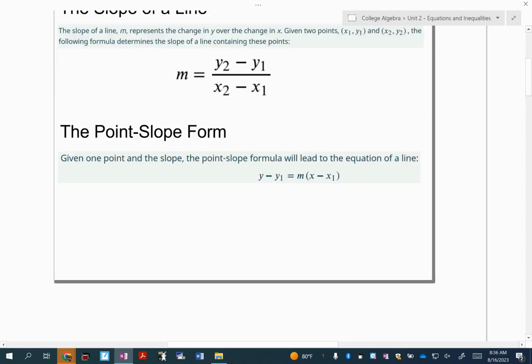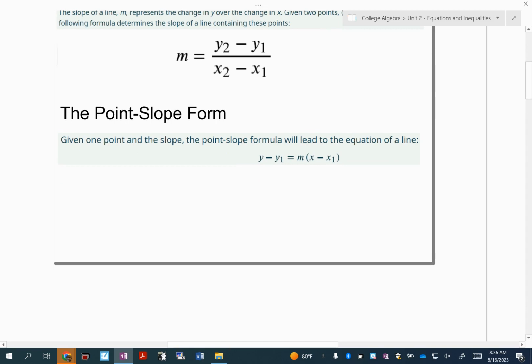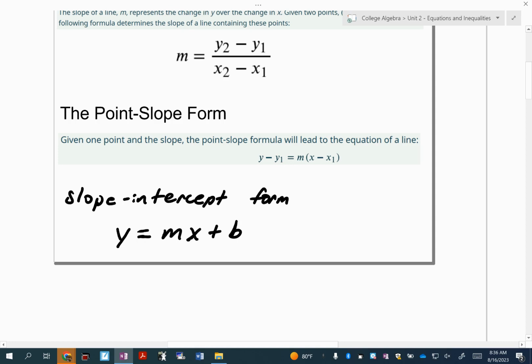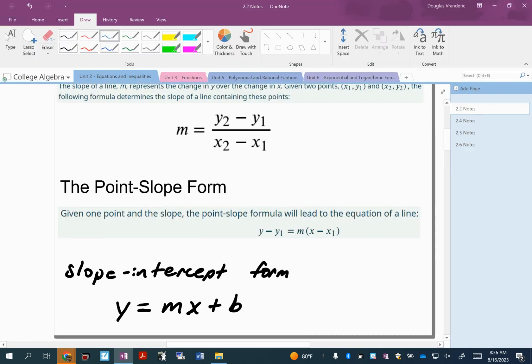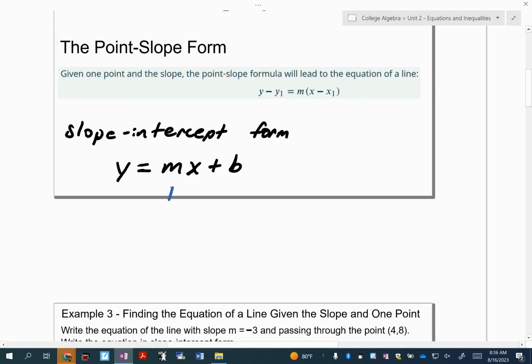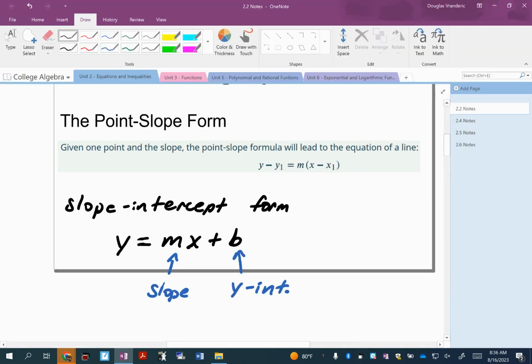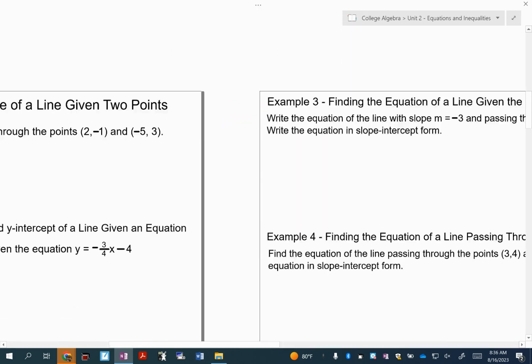There's another one we're going to be using here soon, which is the slope intercept form. I'm going to go ahead and put that on here. And again, my expectation is that you have all of these memorized. So it's y equals mx plus b, where m is the slope. So this right here is the slope, and this right here is the y-intercept. Okay, so let's use that to help us answer these first four examples.